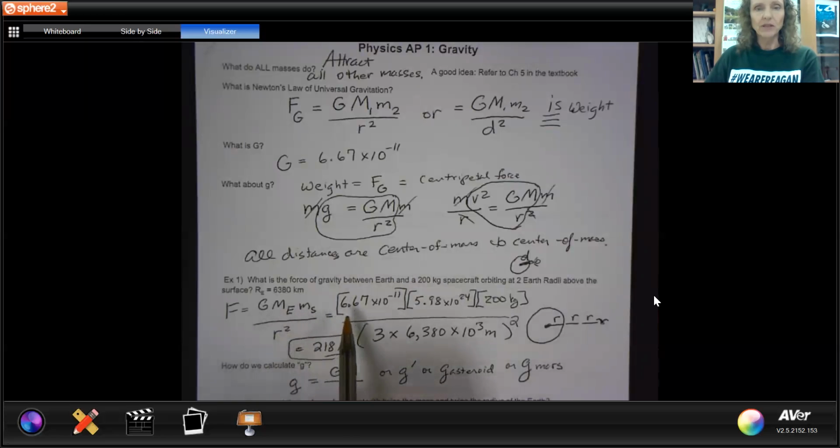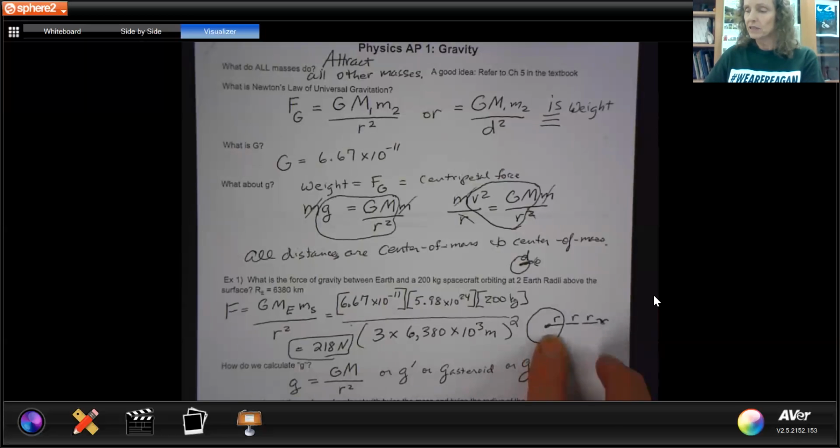This question asked about the force of gravity between Earth and something orbiting Earth above the surface. And whenever you do that, you have to remember center of mass to center of mass is how we measure distances in physics. So when you're standing on the surface of the Earth, you're a long way away from Earth because you're a whole radius away from Earth's center. So when you have a satellite above the surface, you have to take the surface distance and add it to the radial distance to figure out how far the center of the satellite is from the center of the Earth.